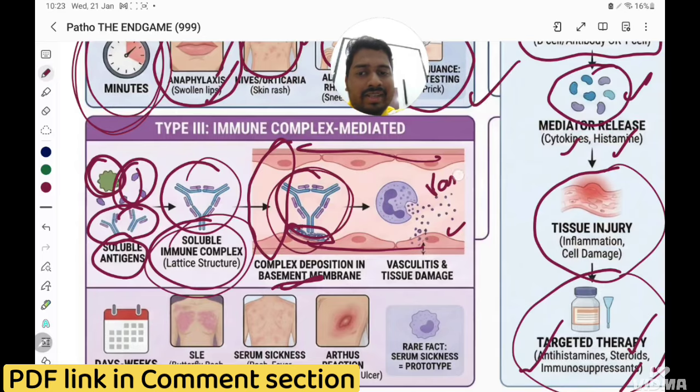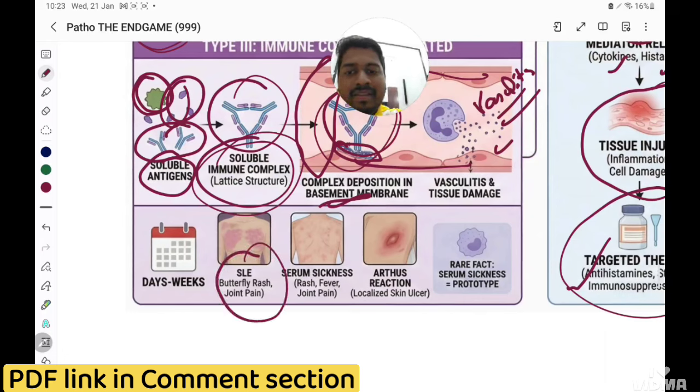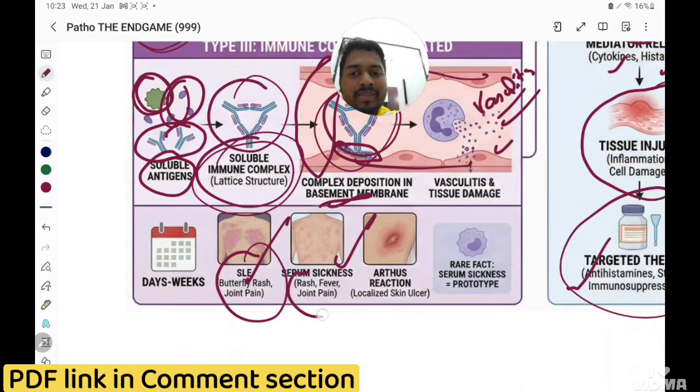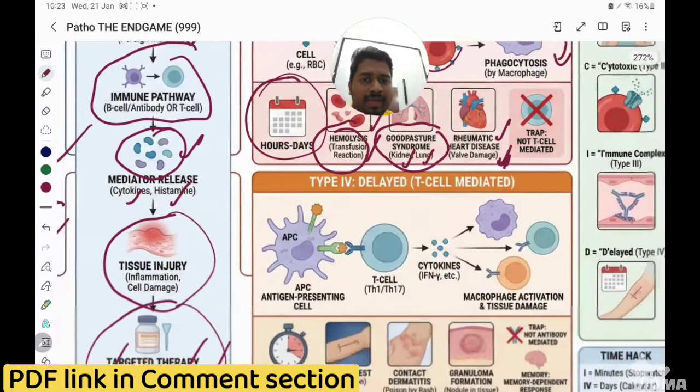Vasculitis is a classical example of this, and other autoimmune diseases like SLE. Here you can also see fibrinoid necrosis; if you remember, we discussed this two to three chapters before. The prototype is serum sickness, where you see rash, fever and joint pain. If it is localized to one particular area, then it is known as the Arthus reaction, where you can see a localized skin ulcer.